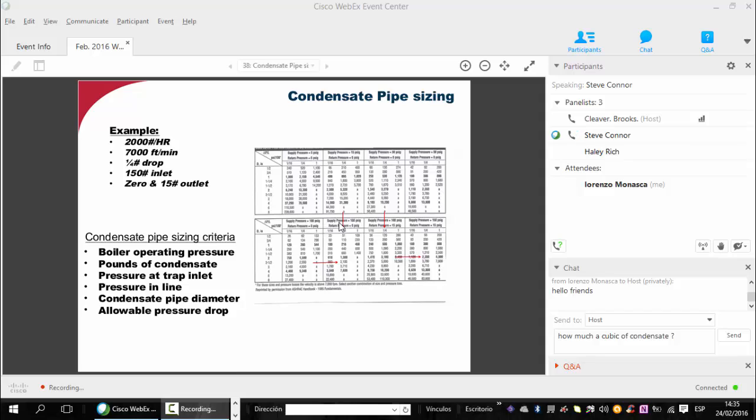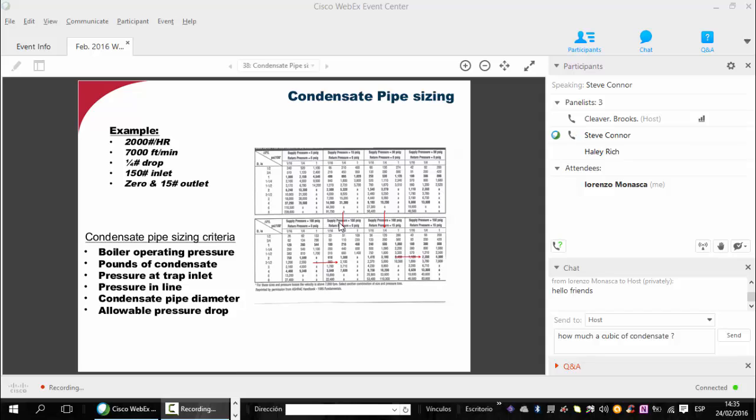while discharging into either a zero pressure condensate line or a 15-pound condensate line. Now, looking at the chart and the respective arrows, you see the first condition, which is 150 pounds into zero pressure and a 1/4 pound pressure drop limitation. Now here we can pass 2,100 pounds per hour while maintaining no more than 7,000 feet per minute velocity, but it needs a 2.5-inch line. If, on the other hand, under the same conditions, but discharging into a 15-pound condensate line pressure, we can discharge 2,350 pounds into a 2-inch line.